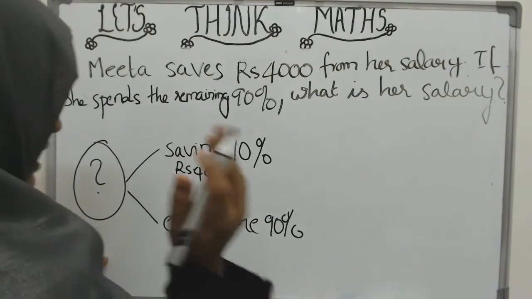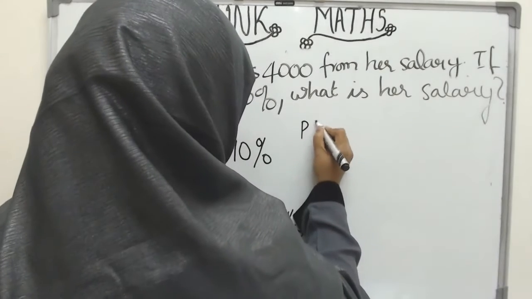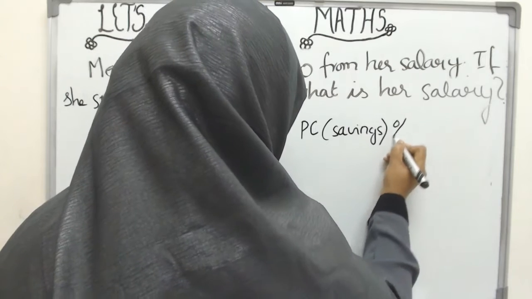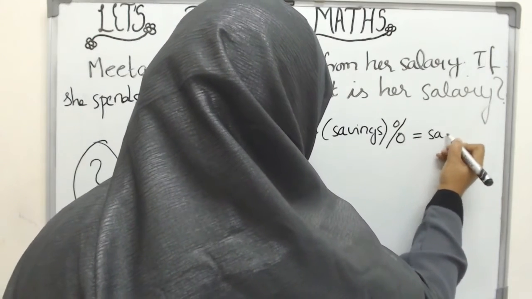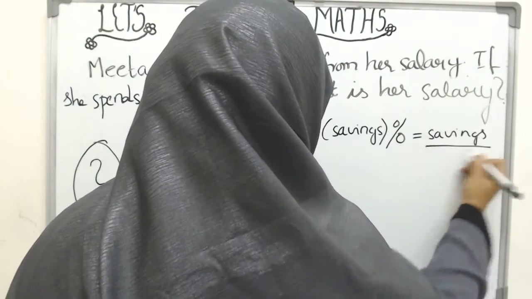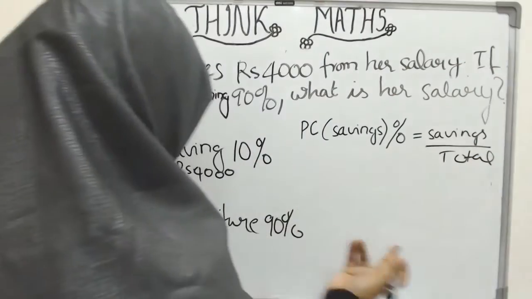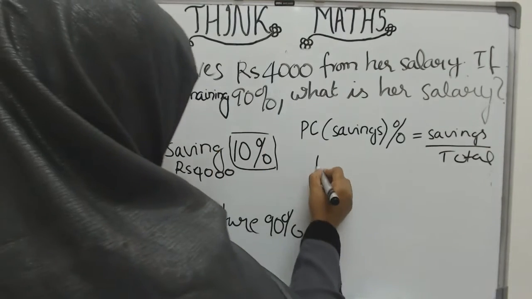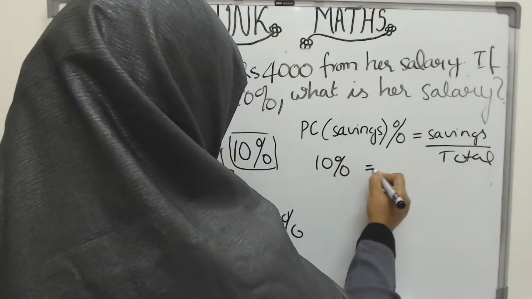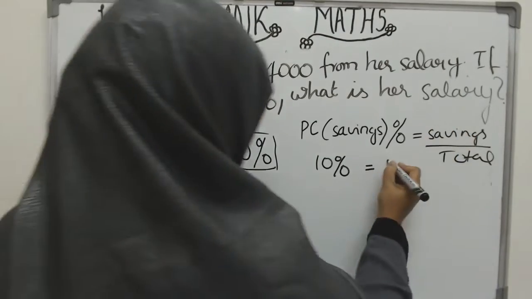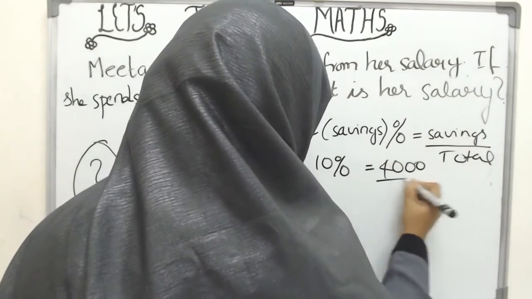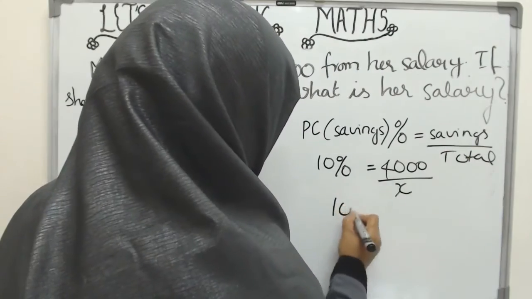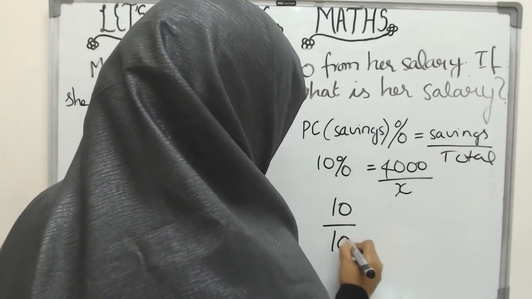We know the formula, right? Percentage of savings, do not forget to put this sign, is actually equal to what? Savings by the total salary that she has. So how much is the percentage? 10%. And how much is the savings? 4,000. And how much is the total? That is what we have to find out. Let it be x. So this is 10 by 100.